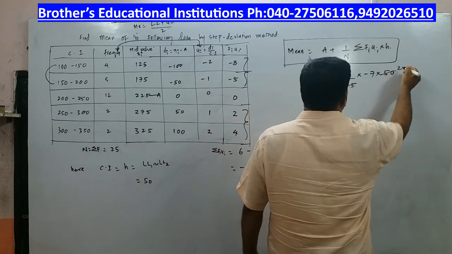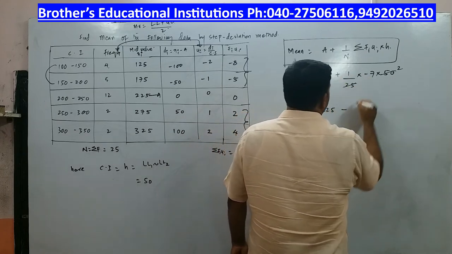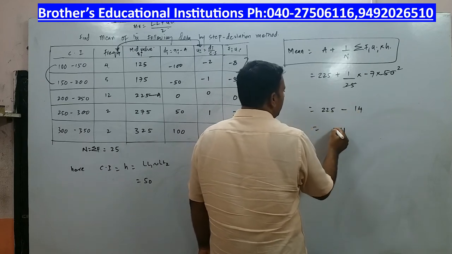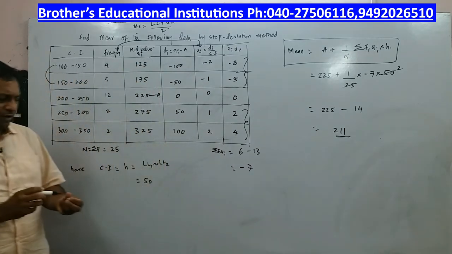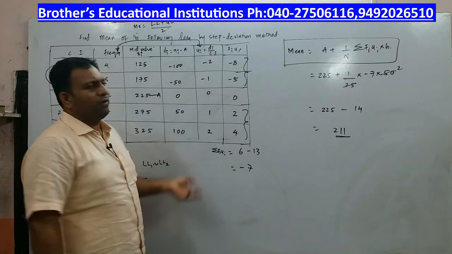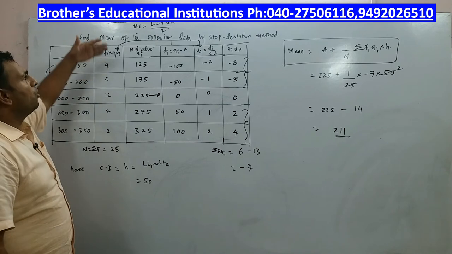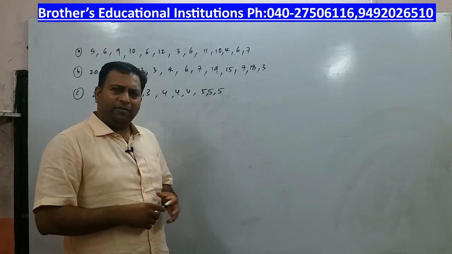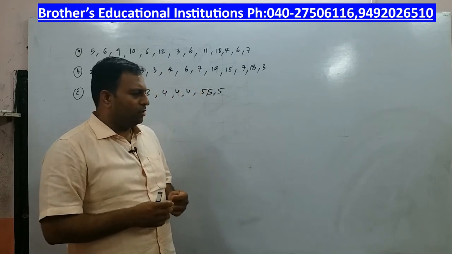25 ones are 25, 25 twos are 50, so it is 225. Minus into plus is minus. 2 sevens are 14. So 5 minus 4 is 1, 2 minus 1 is 1, followed by 1, giving 211. So the mean using step deviation method for this particular problem is 211. I am sure you understood this, so note it down, pause the video and copy this problem. I am sure you have copied the previous problem and you are working on it, trying to do the problem without looking at the video again.